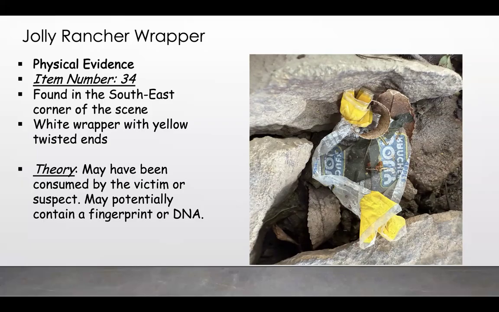Our theory is that the Jolly Rancher itself may have been consumed by the victim or suspect. And on the wrapper, there may potentially be a fingerprint or DNA, which can be used to later either support or disprove our theory and show us if there is another individual that was there. But further testing will need to be done on this wrapper in order to determine if there is any saliva, sweat, or fingerprints directly found on it.